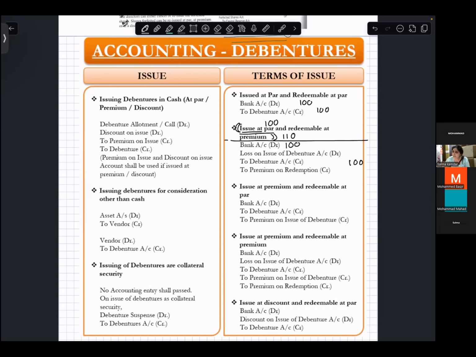Loss or income? Loss. Why is this a loss? Because we are giving more money, because we're giving a premium on redemption. Loss for how much? 10. So at the time of issuing, you know that you're going to face a loss of 10. This loss is because of premium on redemption, so you pass this entry extra.